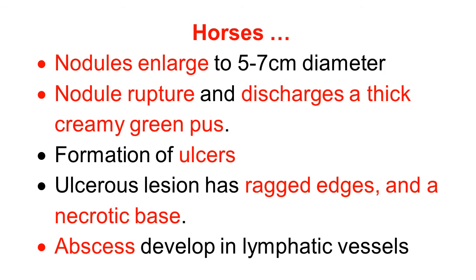Now these ulcerative lesions have zigzag, ragged edges and a necrotic base, which is characteristic. The ulcer and abscess also develop in the lymphatic vessels. So this is named ulcerative lymphangitis.